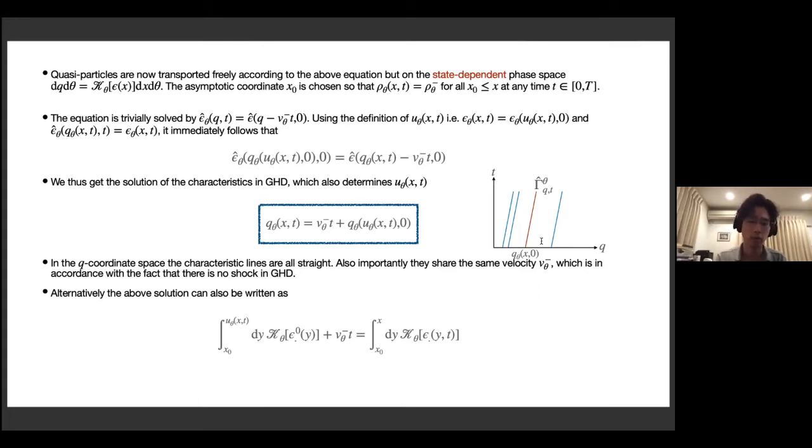So this is pointing to the fact that there's no shock in GHD, because shocks could be diagnosed by alignment of a bunch of characteristic lines, and that cannot occur in here because they are always parallel to each other.